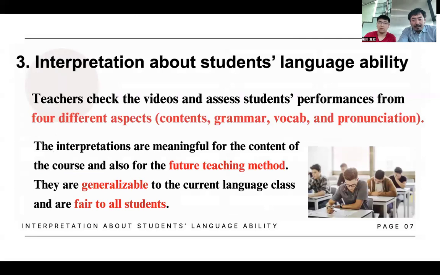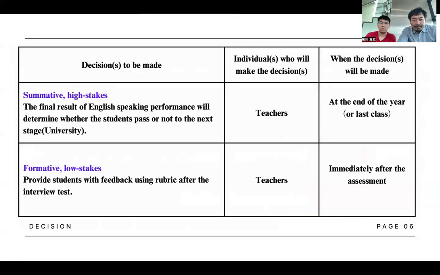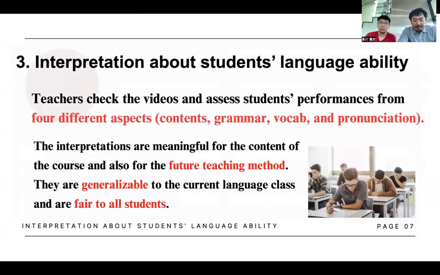Third, interpretation about students' language ability. Teachers check the videos and assess students' performance from four different aspects: content, grammar, vocabulary, and pronunciation, which I mentioned before for summative decision and formative decision. The interpretations are meaningful for the contents of the course and also for future teaching methods. They are generalizable to the current language class and are fair to all the students.